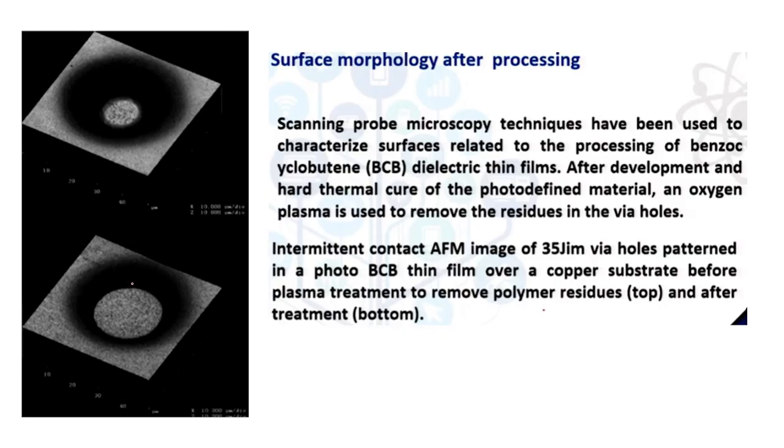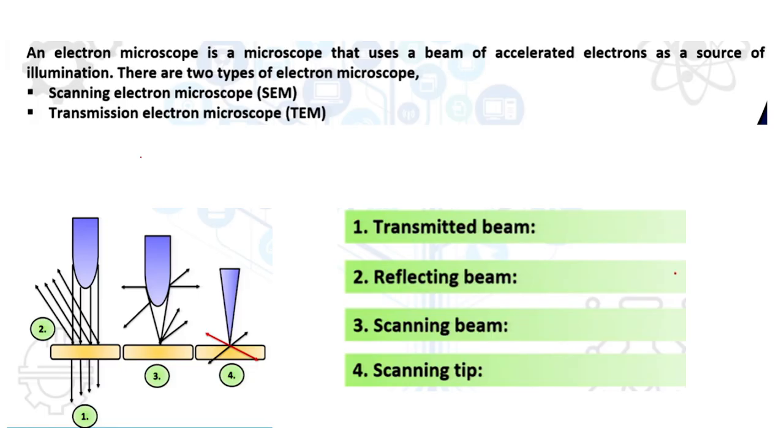Now this is an intermittent contact AFM image of via holes patterned in a photo BCB film over a copper substrate before plasma treatment to remove the polymer residues, and after treatment. So how the residues are removed, before the treatment and after the treatment, you can check through the AFM. The next is the electron microscope.